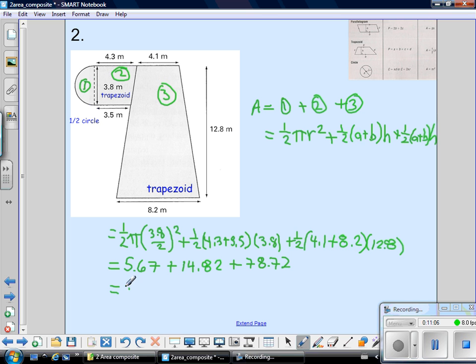And finally, add those three numbers together and you end up with 99.21, and it is meters squared. Okay, good luck with yours.